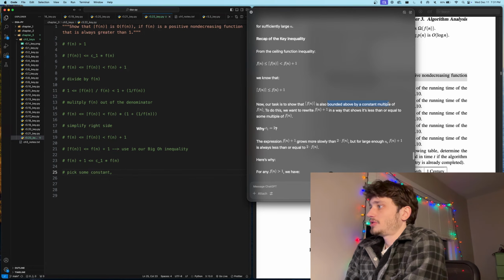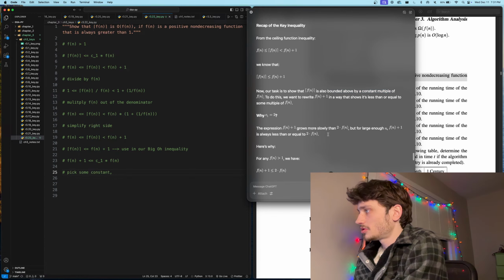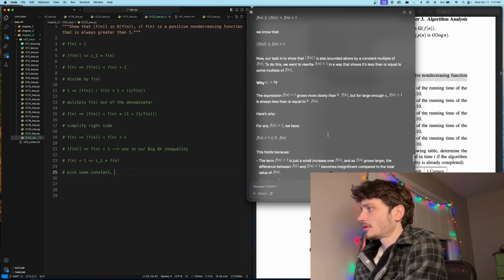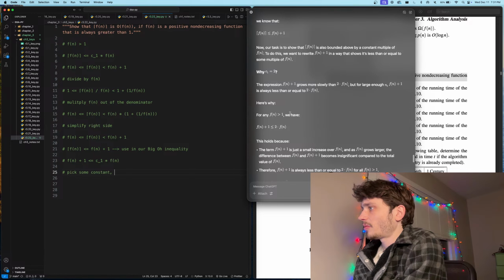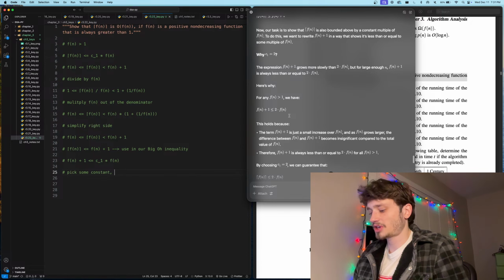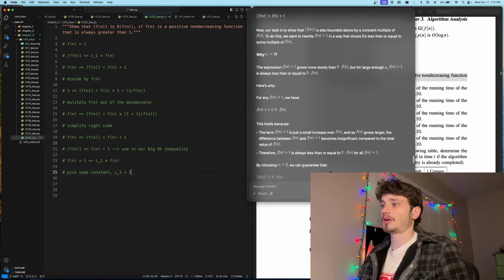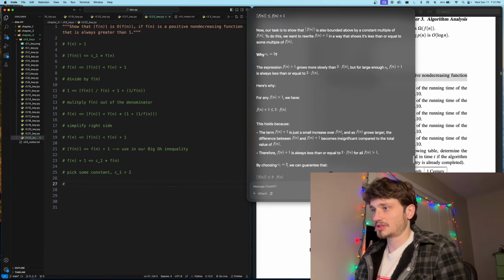Why is c1 equals 2? The expression f of n plus 1 grows more slowly than 2 times f of n, but for large enough n, f of n plus 1 is always less than or equal to 2 times f of n. Here's why. For any f of n greater than we have, ChatGPT is pretty bad at explaining this one. I'm not gonna lie, guys. I'm sorry, I'm not really understanding this one that well. ChatGPT sucks for this one too.